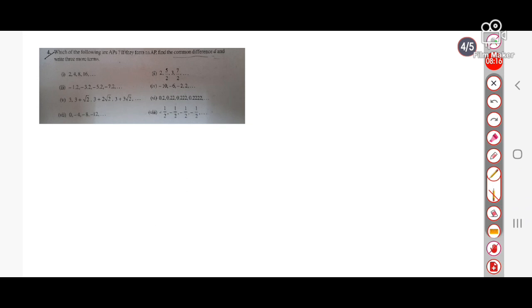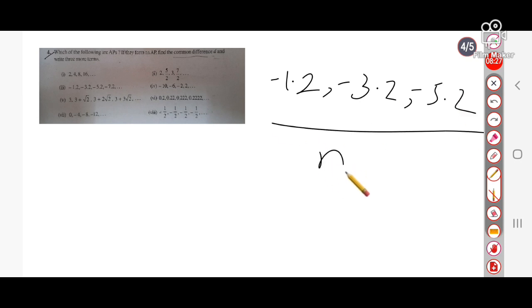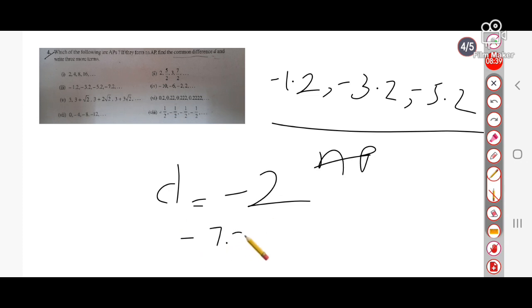So third subdivision in fourth question: minus 1.2, minus 3.2, minus 5.2. Adding minus 2 to it, it comes minus 3.2, adding minus 2 to it, it comes minus 5.2. Again this forms an AP with a common difference of minus 2. Three more terms: again add minus 2 to minus 5.2, it comes minus 7.2, minus 9.2, minus 11.2, minus 13.2, it goes on, right?